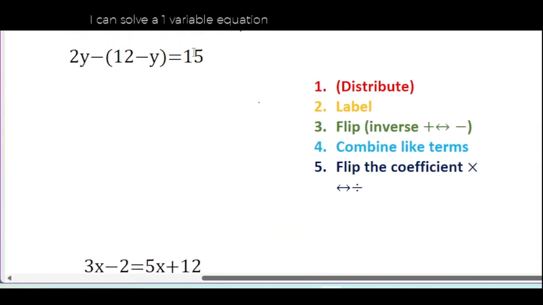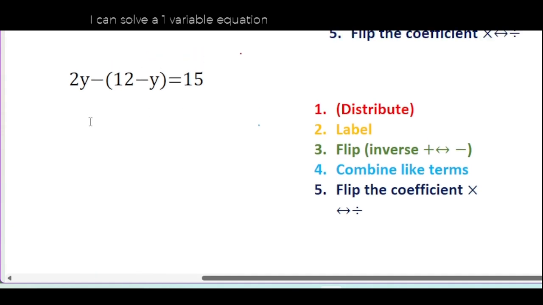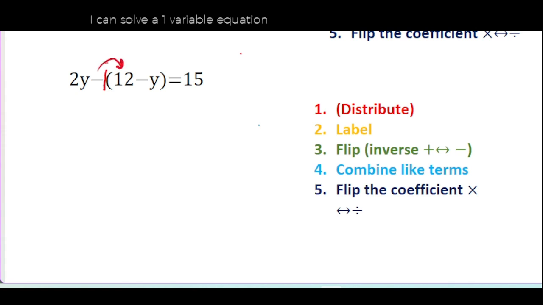And it doesn't matter which variable we're solving for. As long as it's one variable, it's going to be the same steps. So again, step one is to distribute. Now notice there's no number here, but there is a negative or a subtraction. So we think of that as a -1 being distributed in here. So again, the 2y will stay the same. Anything I'm not dealing with yet will stay the same.